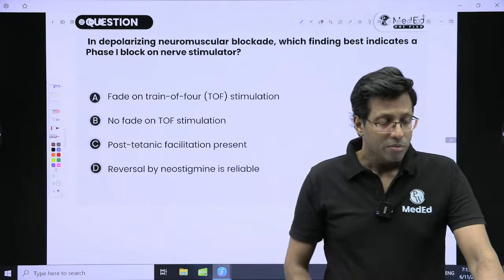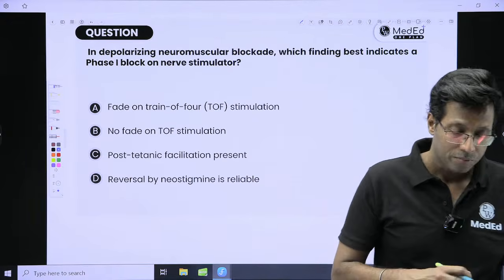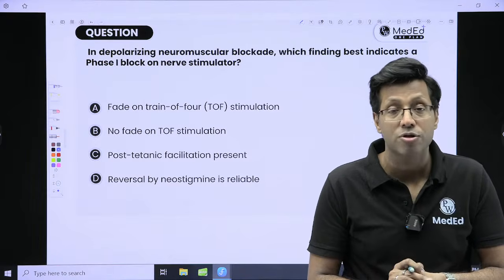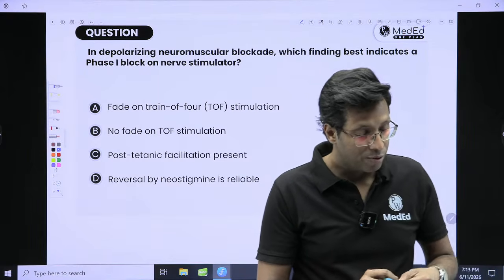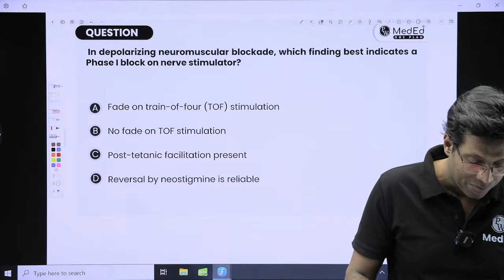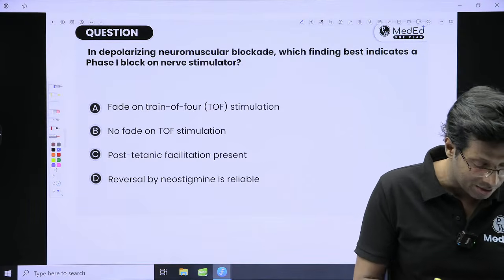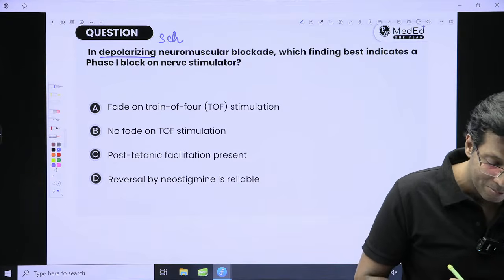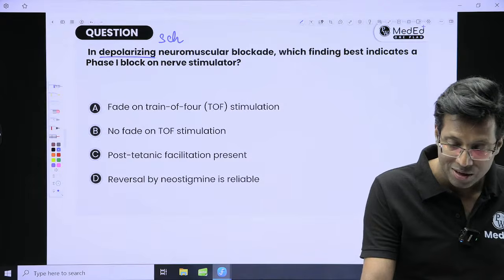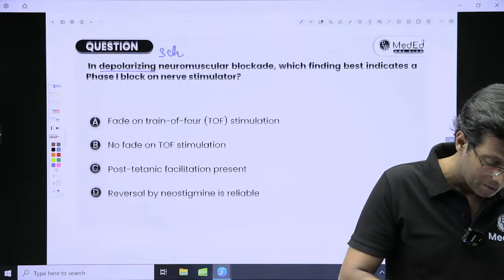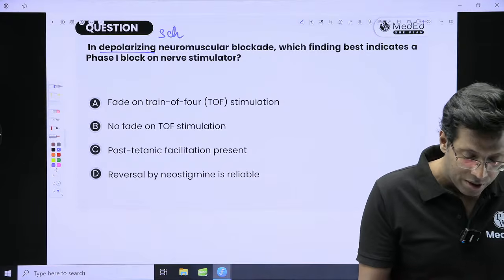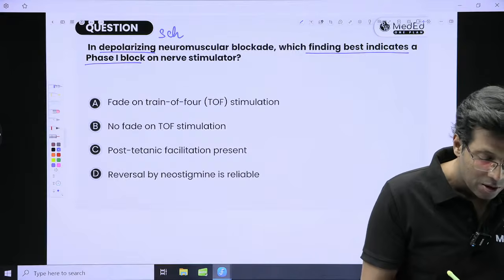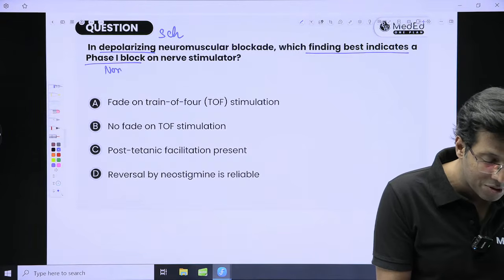Next, in depolarizing muscle blockade, which finding best indicates a phase 1 block on the nerve stimulator? Is it fade on train of 4 stimulation? This is slightly difficult. You have to understand what they are asking. In depolarizing, remember, depolarizing means succinylcholine. So in depolarizing, what finding indicates a phase 1 block? Phase 1 block means the normal block of succinylcholine.